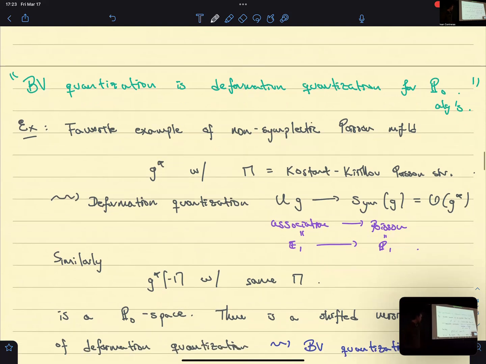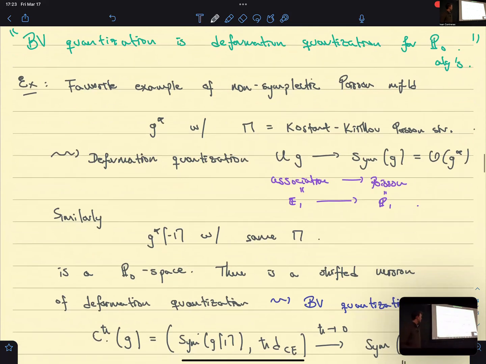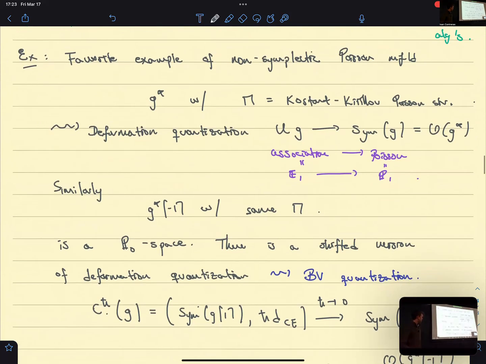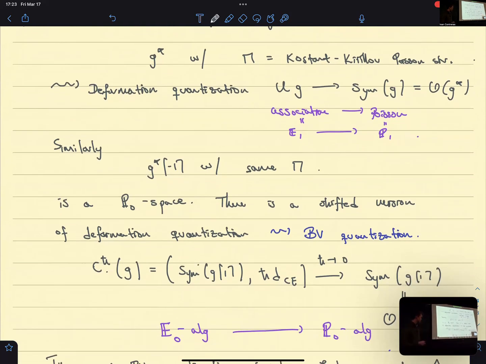So similarly, with the same exact Poisson bivector, if I do what looks sort of artificial and just shift g dual, place it in degree plus 1, this thing is automatically a P0 space. And there's a shifted version of BV quantization that produces another natural object in Lie theory. That's called the Chevalley-Eilenberg homology, or the Lie algebra homology. And at the cochain level, it's the Chevalley-Eilenberg complex, concretely.